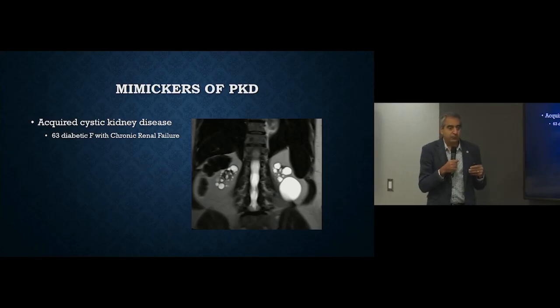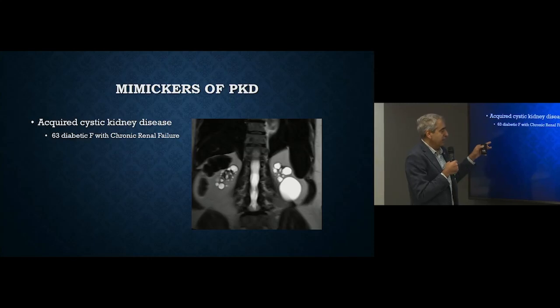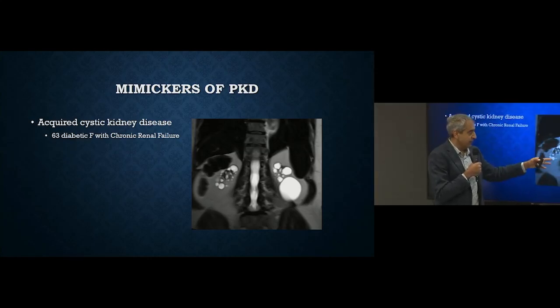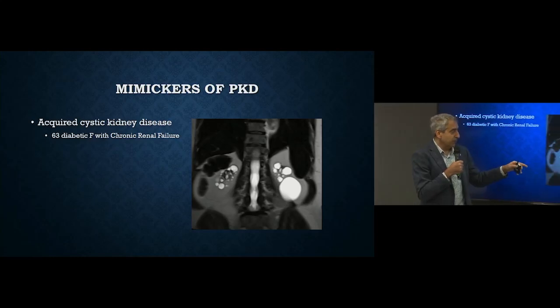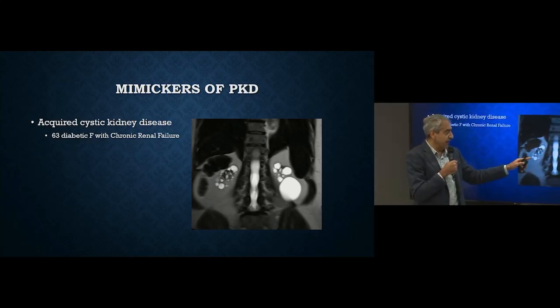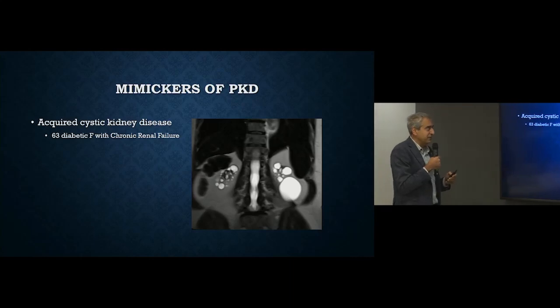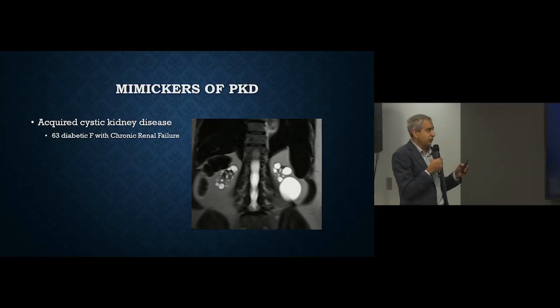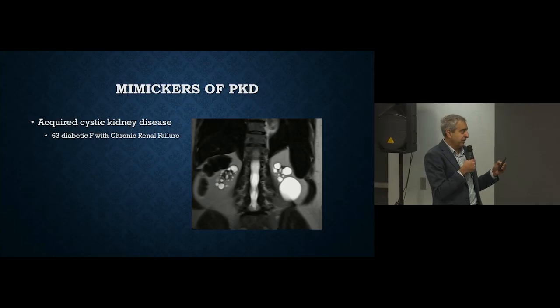Patients with chronic kidney disease will end up having atrophied kidneys, so small kidneys as opposed to enlargement of the kidneys, but we can also see that they acquire cysts. This is called acquired cystic disease of the kidneys, and we see it in patients with chronic renal failure, this patient specifically with diabetes as well.